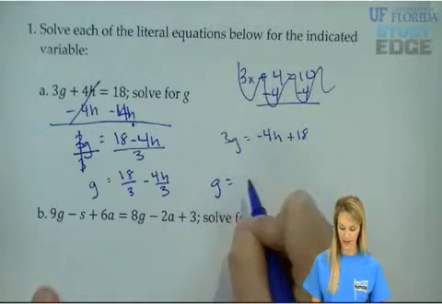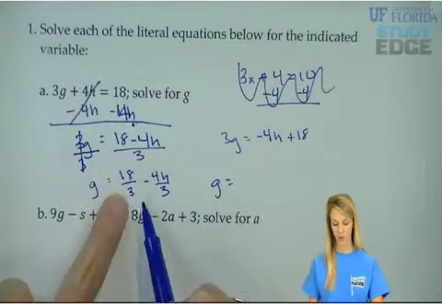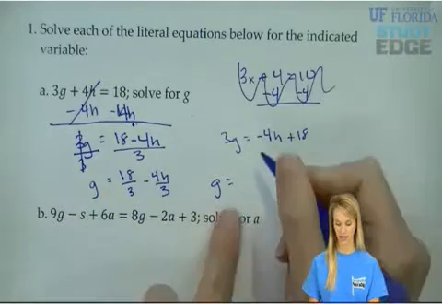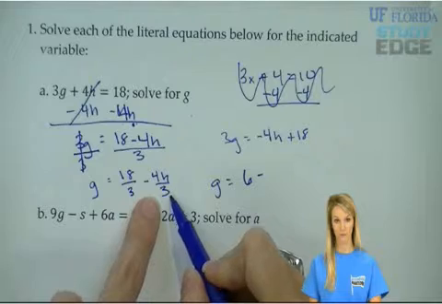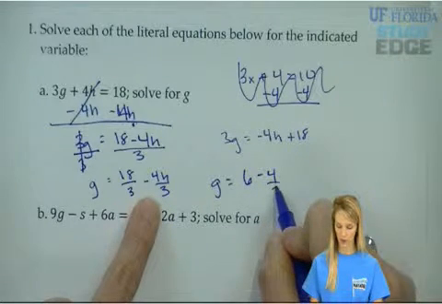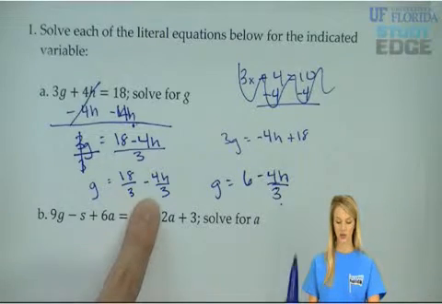We always want to simplify. So let's see. Can we simplify 18 divided by 3? Does 3 go into 18? Yeah, 18 divided by 3 is 6. Can we simplify 4 thirds? No. So we have 4 thirds h. Make it 4h over 3.